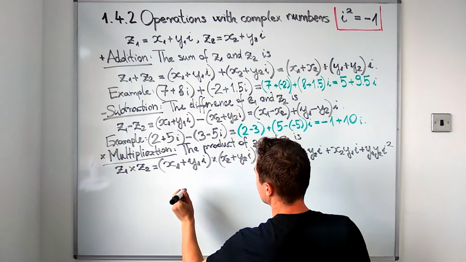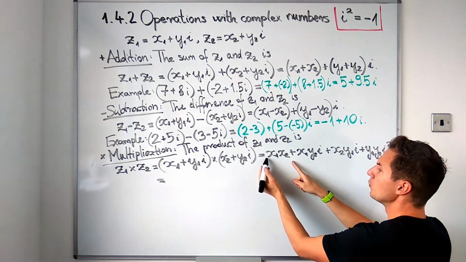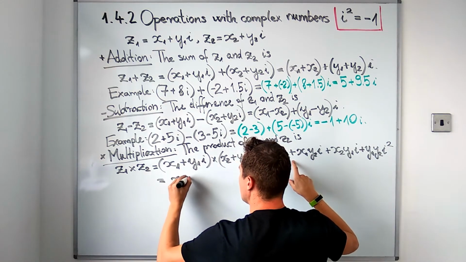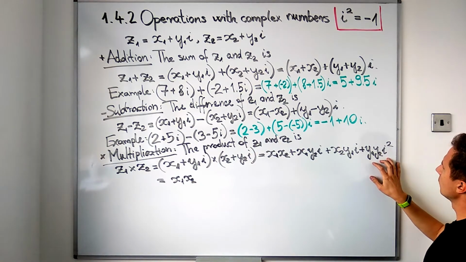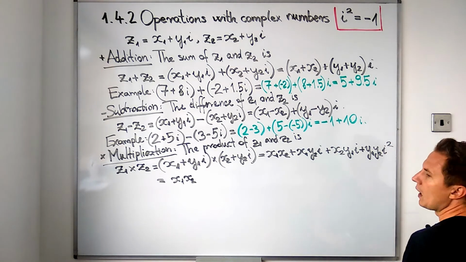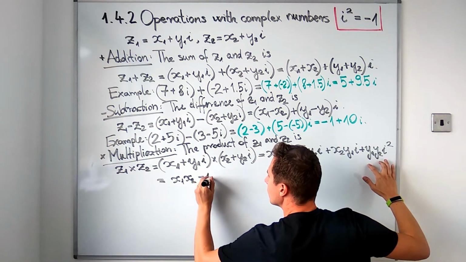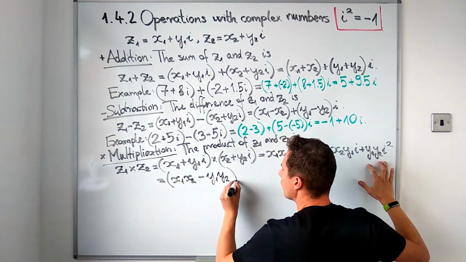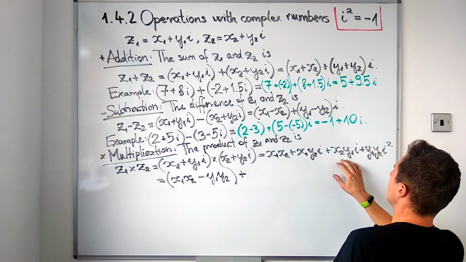So let's just collect the terms contributing to the real part of the product. This is such a term, this is a real number, x1 times x2. And there is also another term that is real, that's the last term. Here we have to use the fact that i squared is -1, and if we do that, we get minus y1 times y2. This is the real part of the product of these two numbers.